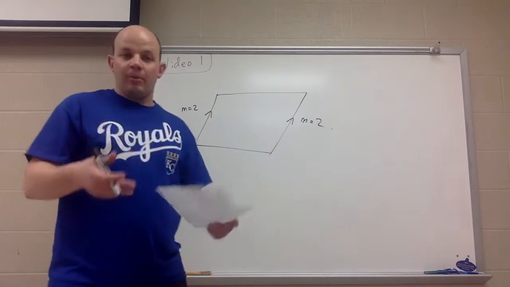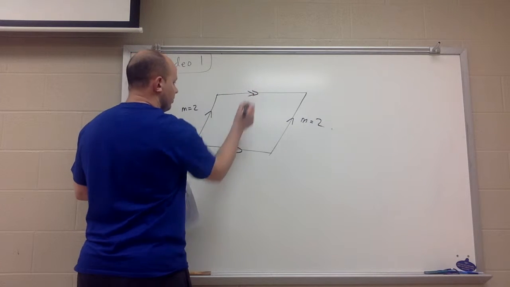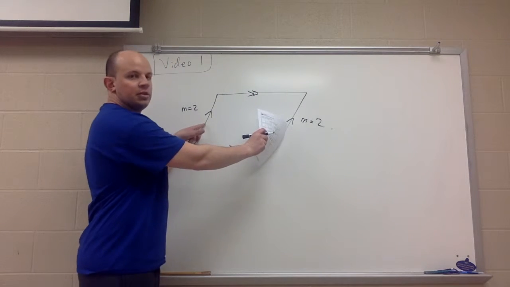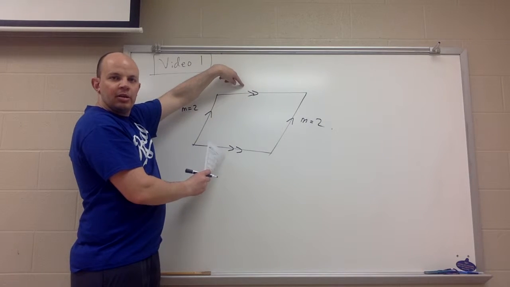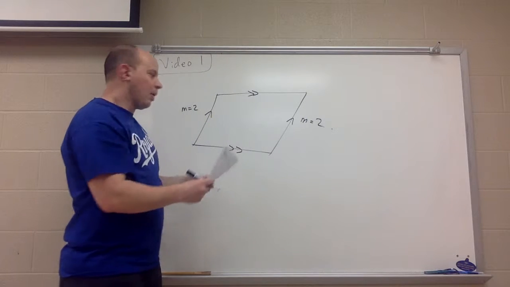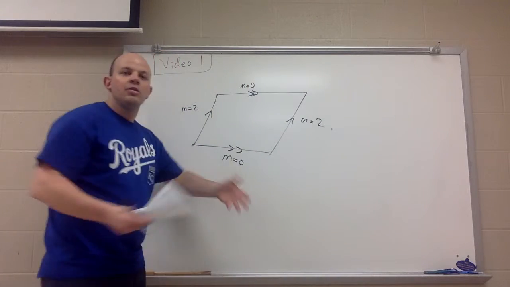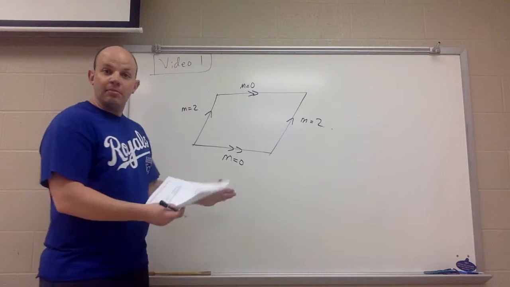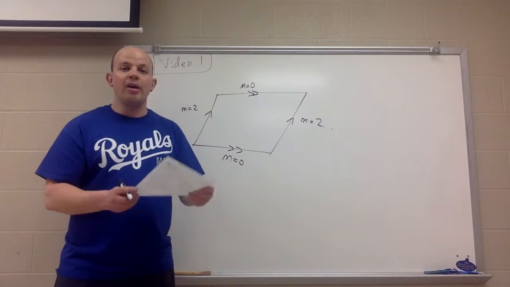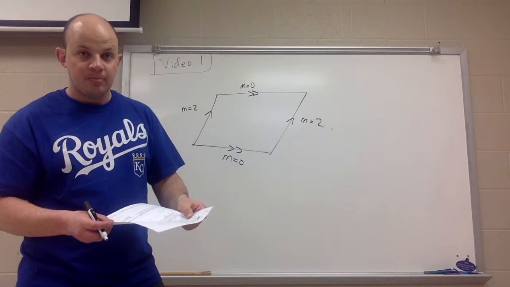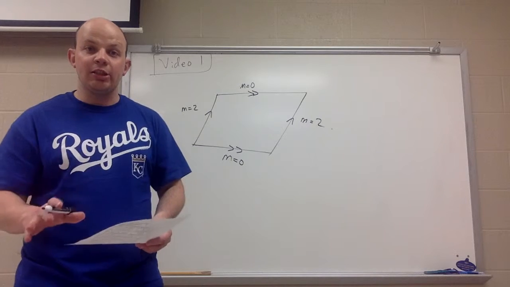Believe it or not, it's called parallelogram because of parallel sides. These two sides have to be parallel as well. I'm using single arrows on this one to indicate these are parallel, and double arrows to indicate these are parallel. The double arrow is parallel to the double arrow, and the single arrow is parallel to the single arrow. I'm going to say this is m equals 0, and this is m equals 0. Notice my slopes match again. That's very important. So, one condition is both pairs of opposite sides are parallel. I'm going to say it again. Both sets of opposite sides are parallel. That's a condition.